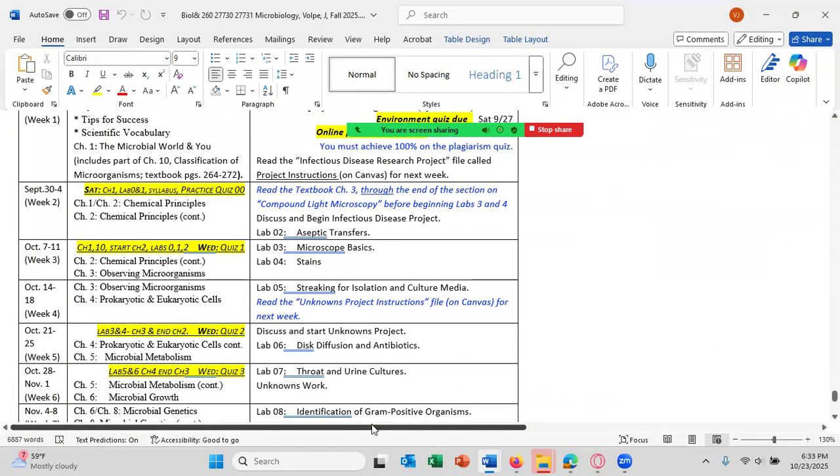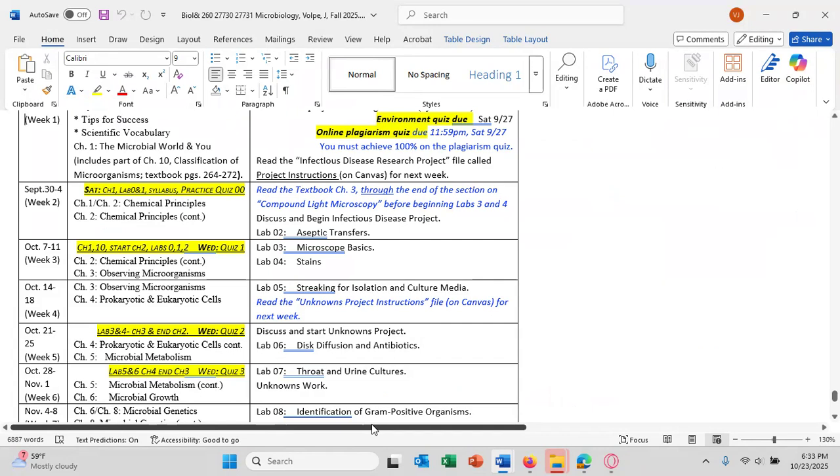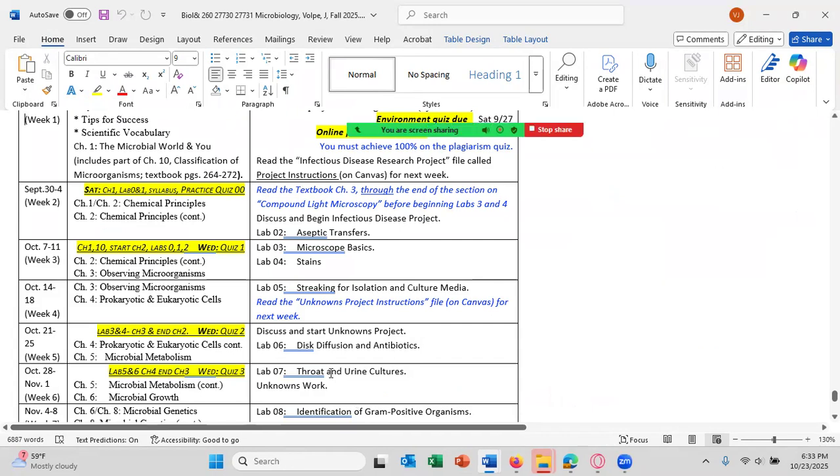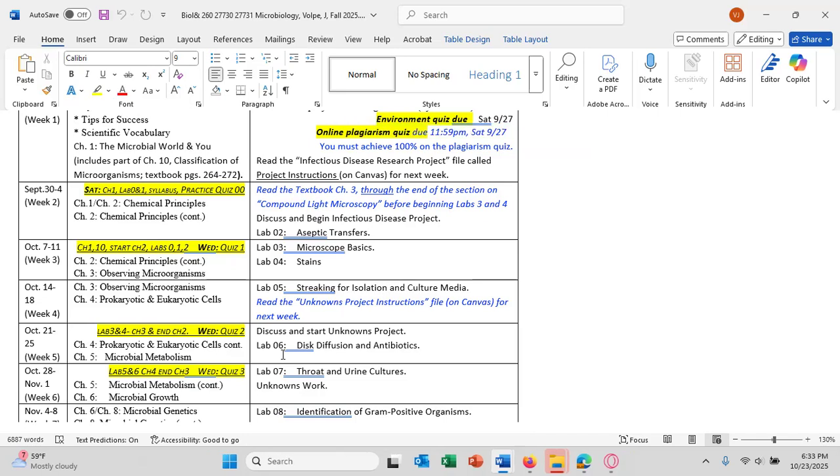Before we begin, are there any questions? Not hearing anything. So today is October 23rd, and we're going to be doing Lab 6, Disk Diffusion and Antibiotics. Let me remind you that I will be sending you your unknown number and then the results for your first three tests on Tuesday. It'll probably be Tuesday after this lab. It may not be until late Tuesday night. All right. Any questions about what we're doing?